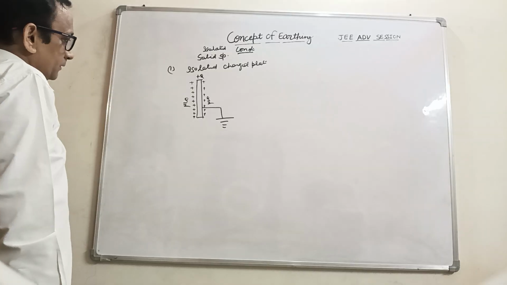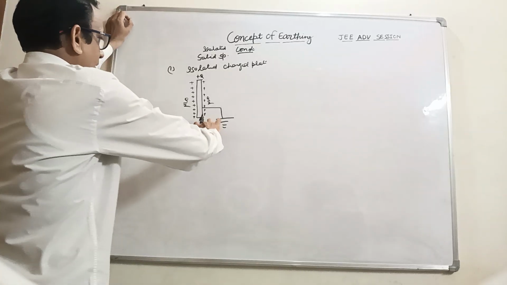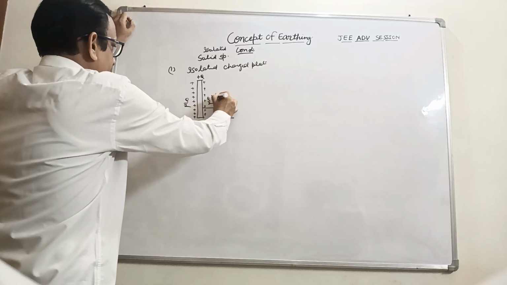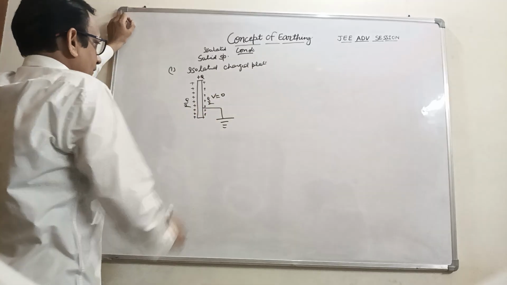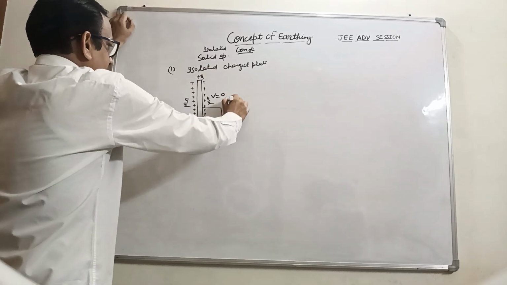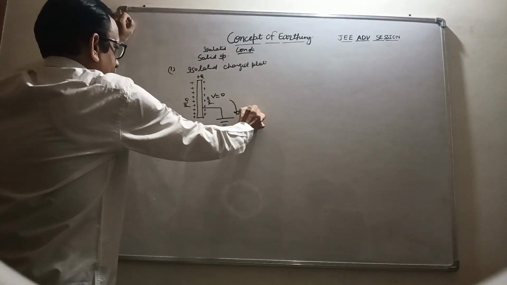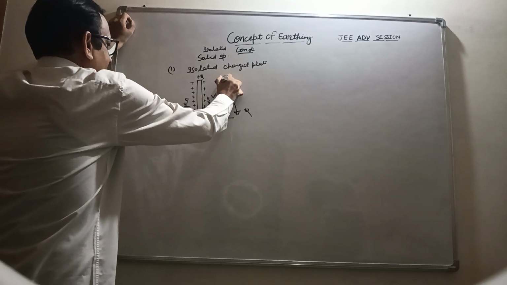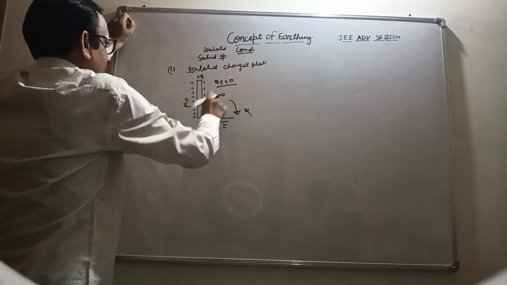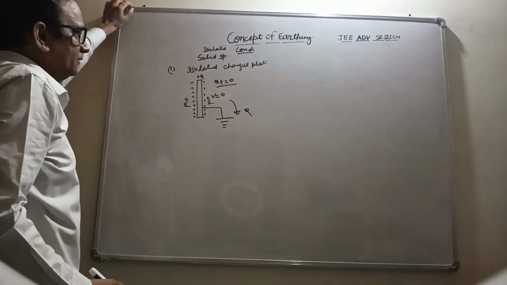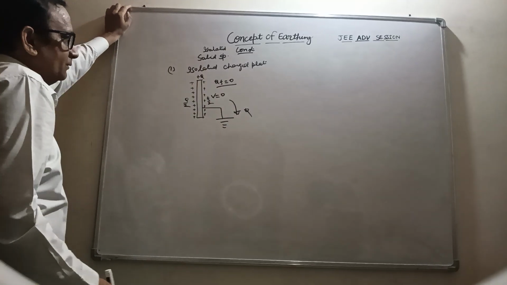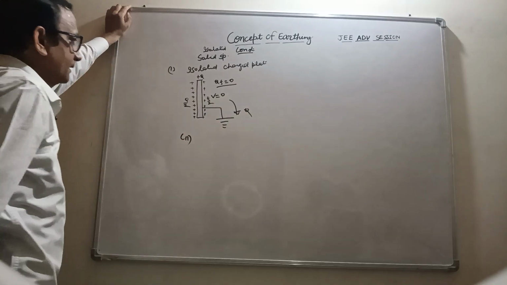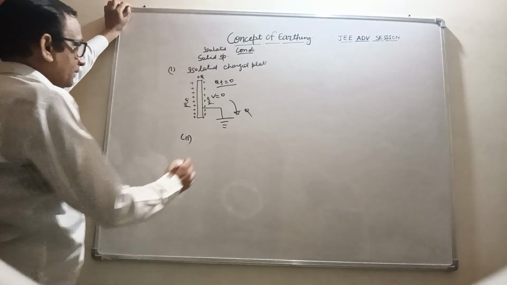On earthing, the potential of the plate becomes 0, so the whole Q charge is transferred to the earth. Finally the charge becomes 0. Initially the charge was plus Q and the whole charge is transferred to the earth, so finally the charge becomes 0.